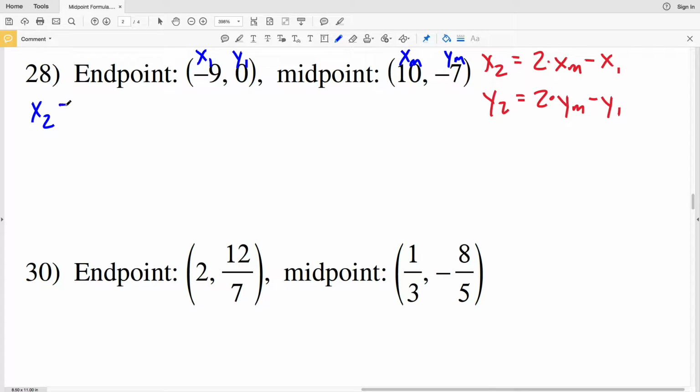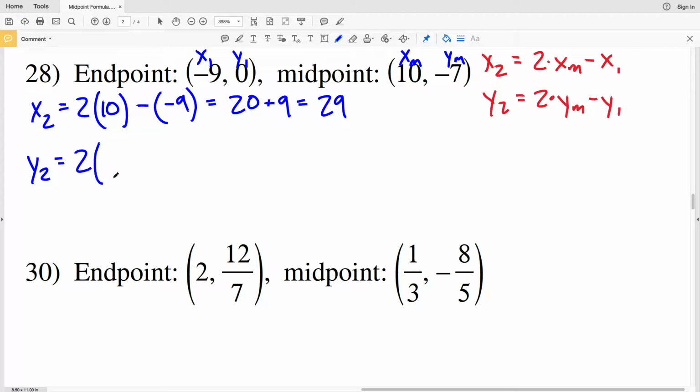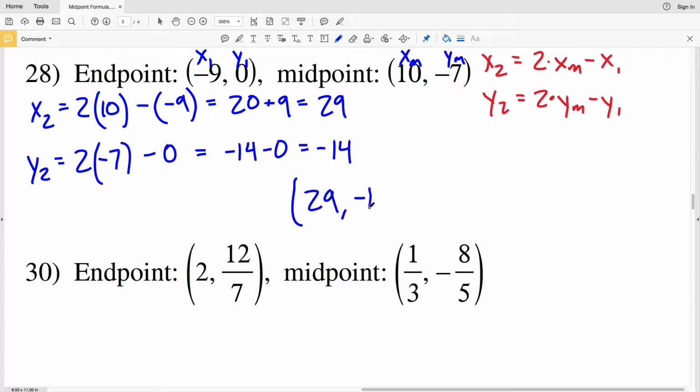So x sub 2 is equal to 2 times x sub m, which is 10, and then I'm going to be subtracting x sub 1, which is negative 9. 2 times 10 is 20, and then when I'm subtracting a negative 9, that's the same as adding a positive 9. 20 plus 9 is 29. For y sub 2, that's 2 times y sub m, which is negative 7, and I'll be subtracting y sub 1, which is 0. 2 times negative 7 is negative 14, and subtracting 0 from that will be negative 14. So my endpoint is 29, negative 14.